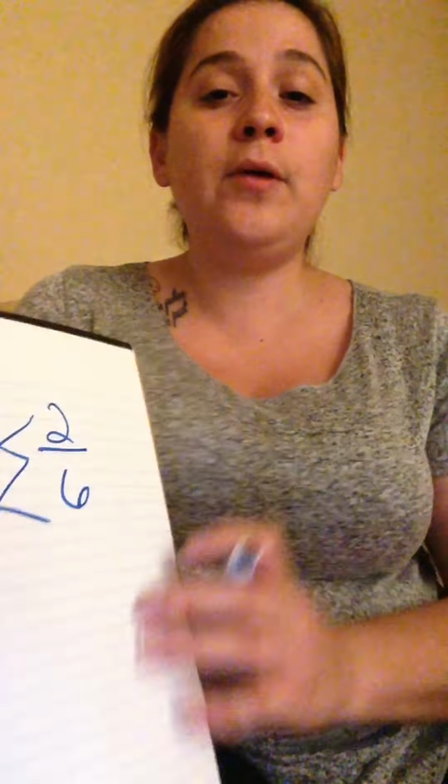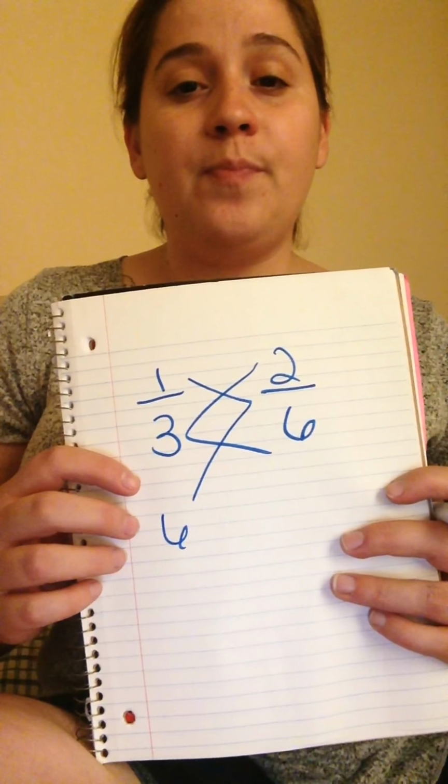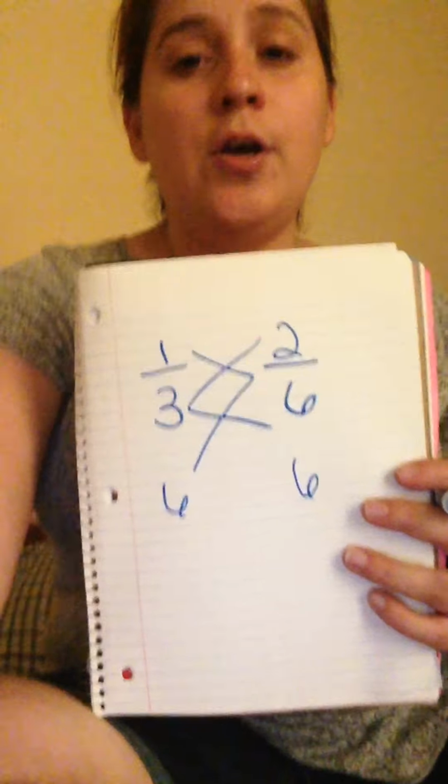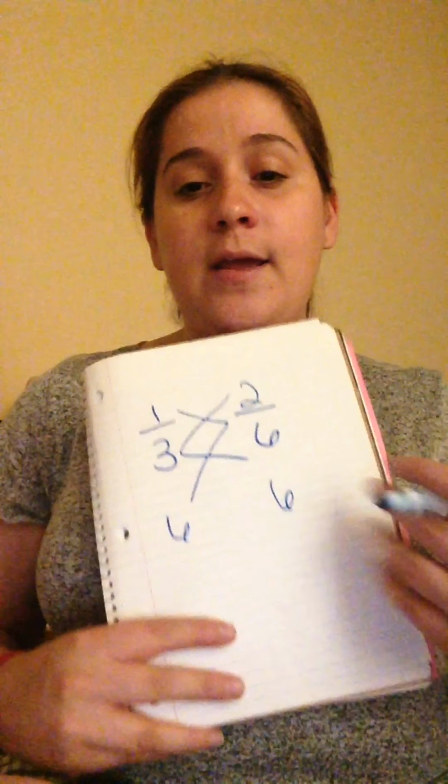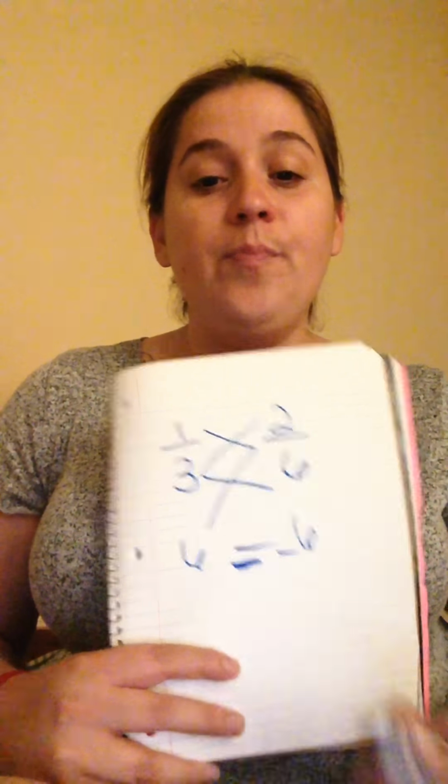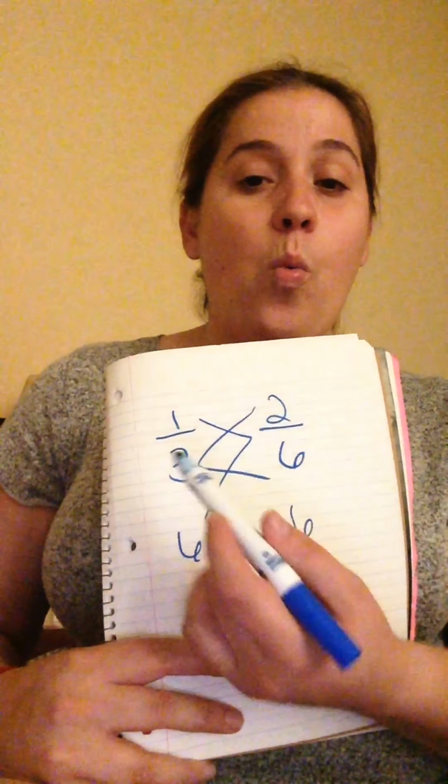Let me show you. So 1 out of 3 and 2 out of 6. Let's cross multiply. 1 times 6, what is it? 6. Very good, class. You guys are doing great. What about 3 times 2? What's 3 times 2? 6. Very good. So are 6 and 6 equal to each other? Yes, right? It is. So this is also another equivalent fraction. 1/3 and 2/6 is also another one. Very good. You guys are doing so good.